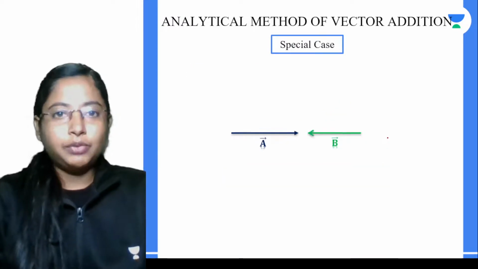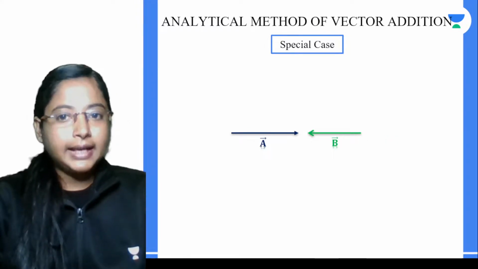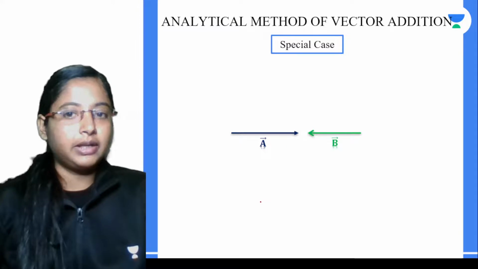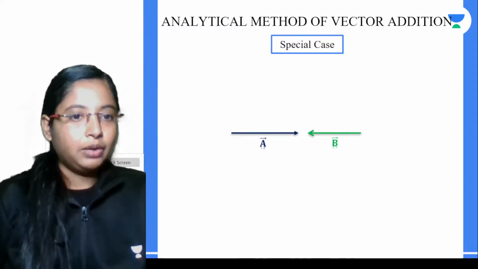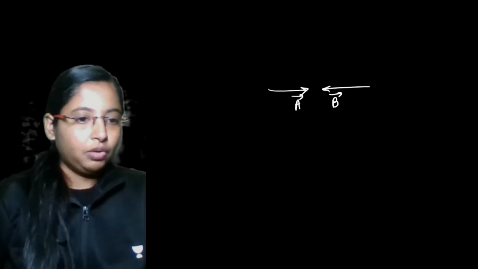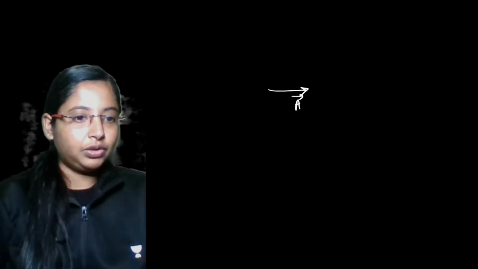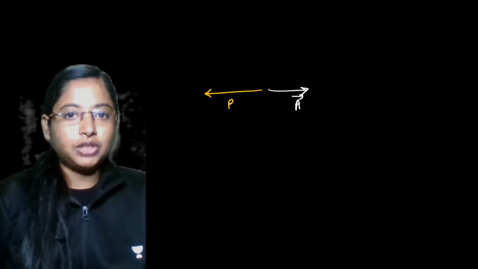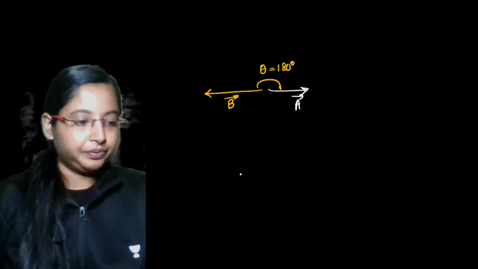Okay, next what we are going to see is the analytical method of vector addition. In this case, the second special case is: what if both the vectors are in opposite direction? Once again, we have two vectors, A vector and B vector, in opposite directions. If two vectors are opposite to each other, then the angle between them, theta, becomes 180 degrees.